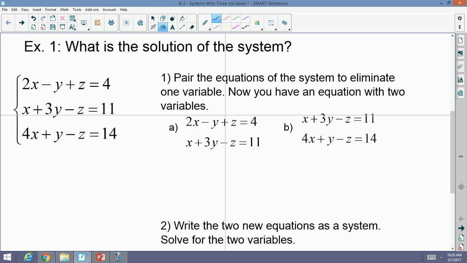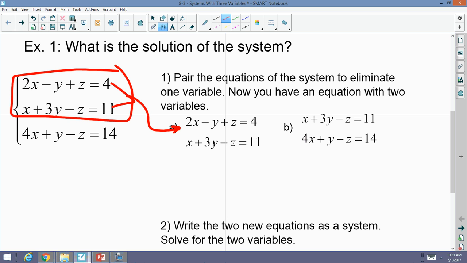All right. So first of all, guys, number one, pair the equations of the system to eliminate one variable. Once you do that, now you have an equation with two variables. So what I do is I always take the first two. You want to take the first and the last one? You want to take the second two? I don't care. But I stay consistent. When I stay consistent, that means that no matter how complicated things get, I do it the same way over and over. So I went ahead and grouped these two together right here.